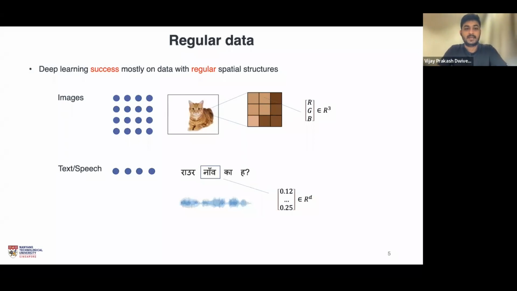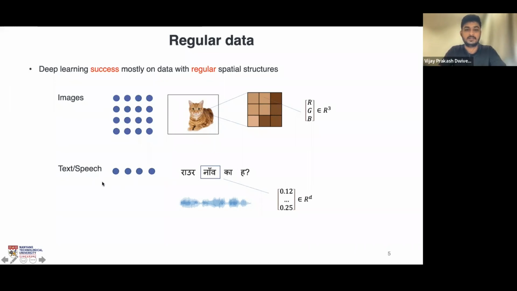In the last decade, deep learning has been successful on datasets that have regular spatial structure, such as images, text, and speech. If we look at the way images, text, and speech are structured, they are grid-like structured datasets. So this is an example of an image. If we zoom in on a particular patch of the image, it consists of a grid of pixels, and at each pixel there is a vector that represents the color value of that pixel. This is arranged in a 2D fashion, or 3D if you consider the pixel values as well, in a grid-like fashion. So this is a regular image dataset.